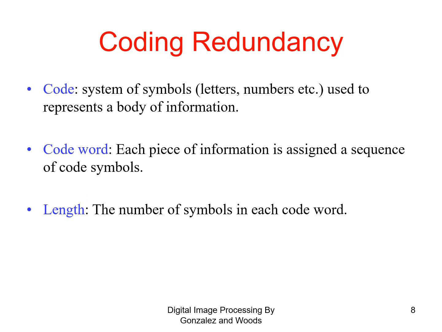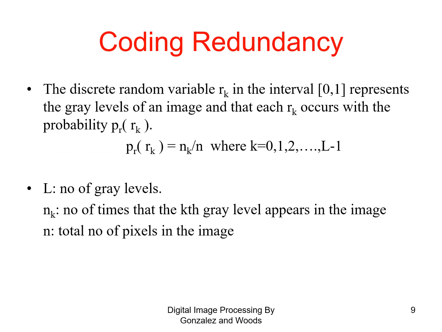So coding redundancy. In coding redundancy, we are going to talk about code, code word, and length. So what is code? It's a system of symbols used to represent a body of information. So instead of writing 7, I'm going to write 111. So 111 is a code for 7, right? Code word: each piece of information is assigned a sequence of code symbols. Suppose the symbol is 7, then you may use the sequence 111 or some other code to represent that particular symbol. The length is the number of symbols in each code word, maybe 3 bits, 7 bits, 5 bits. So this is the length of that code.